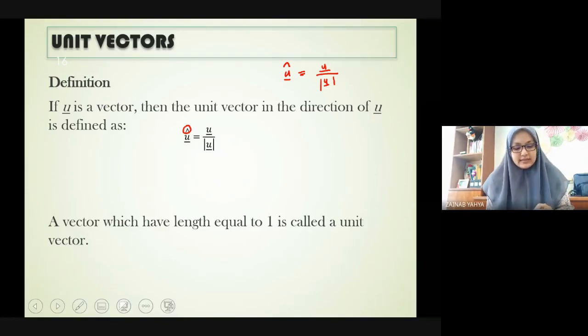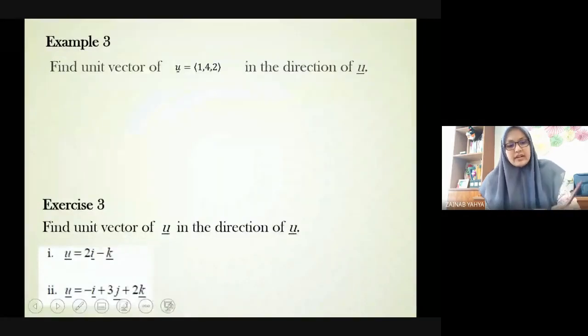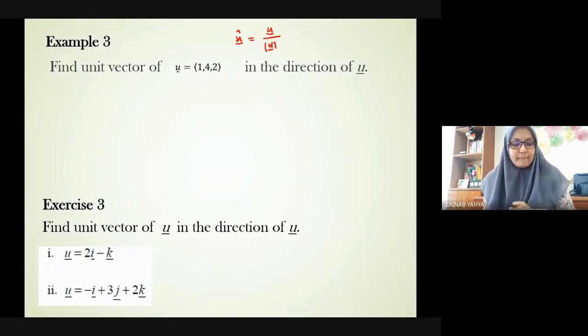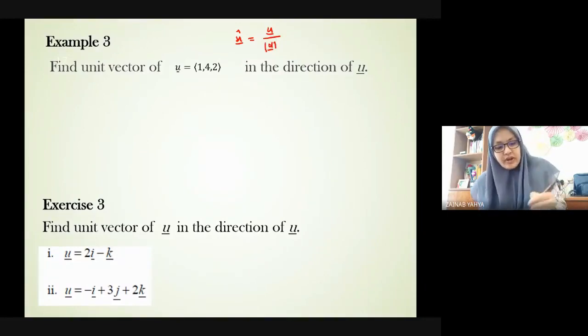So let's see the example. I'll write the formula again. U cap, or the unit direction of u, is equal to u divided by the magnitude of u. Find the unit vector of u. Very simple, this one. It will be <1, 4, 2> divided by the square root of 1 squared plus 4 squared plus 2 squared.